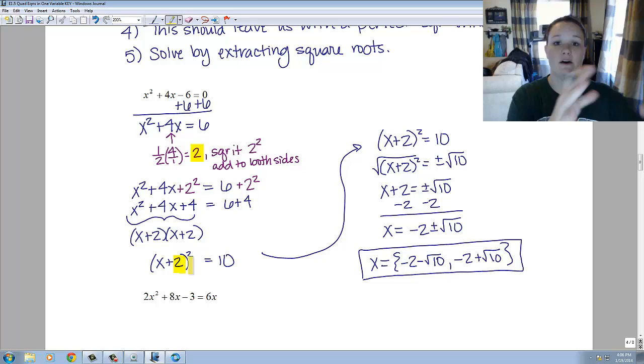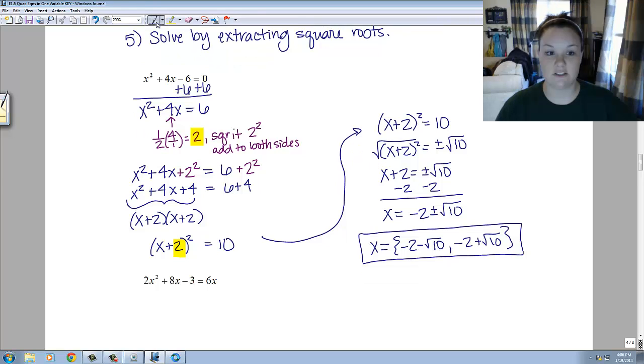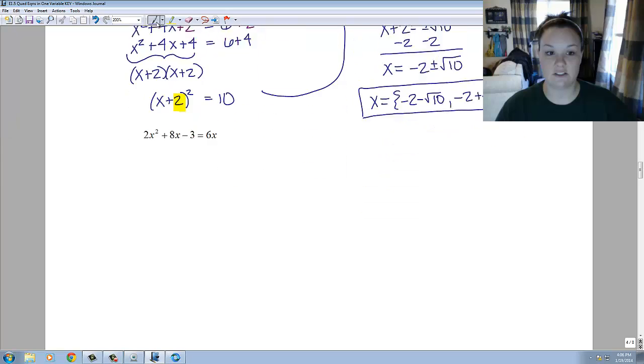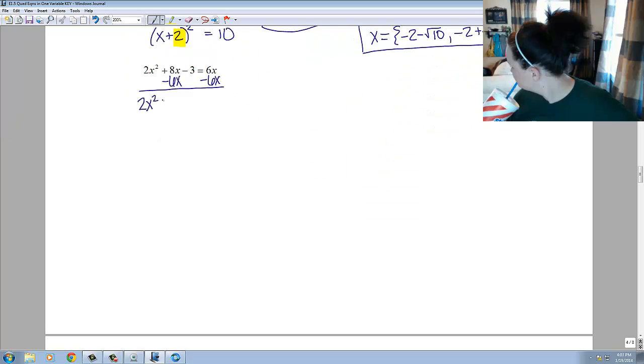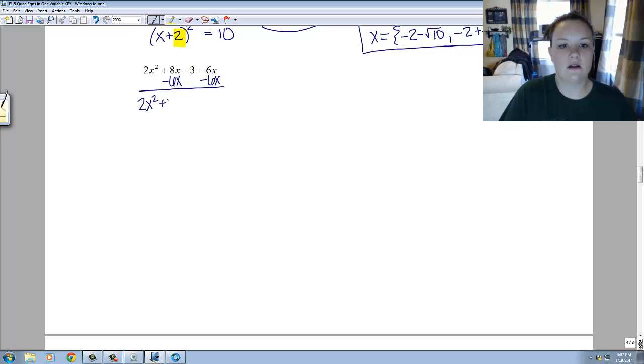So on this one, remember, first thing we want to do is get it into standard form, which here I need to move my 6x to the other side, so I'm going to subtract 6x. So I get 2x squared plus 2x minus 3. And remember, we want our constant term on the other side. So to move that 3 over, I'm just going to add 3 to both sides. So I end up with 2x squared plus 2x equals 3.